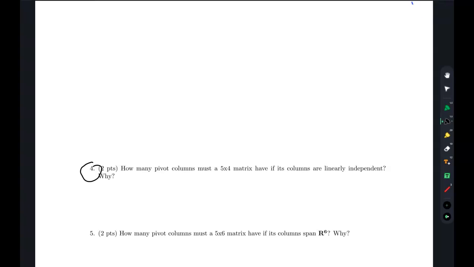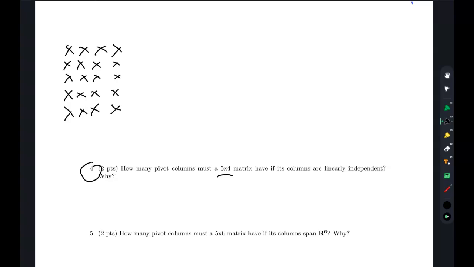So for this one here, it's a 5 by 4. Okay, and I'm just going to finish putting in the X's. So we're looking to see how many pivot columns it has to be linearly independent. Linearly independent, you know it has to have a pivot in every column. Okay, let's try it.